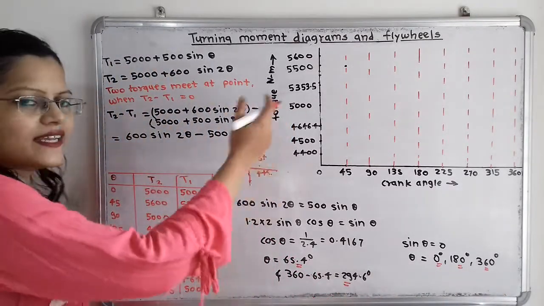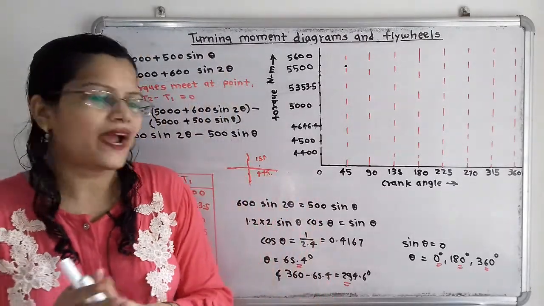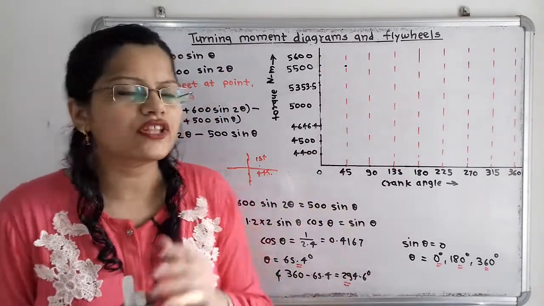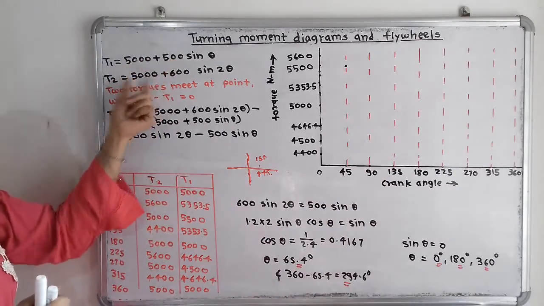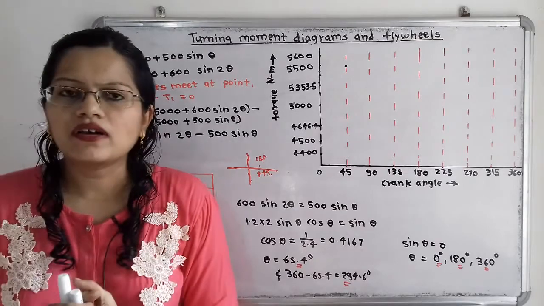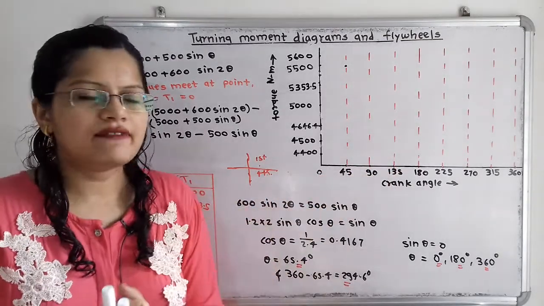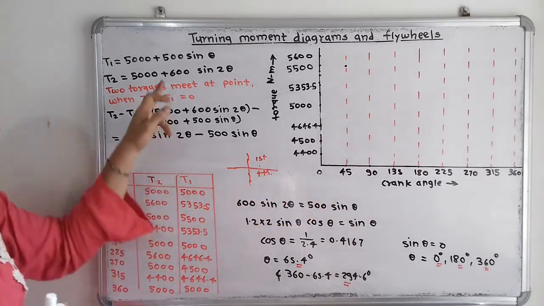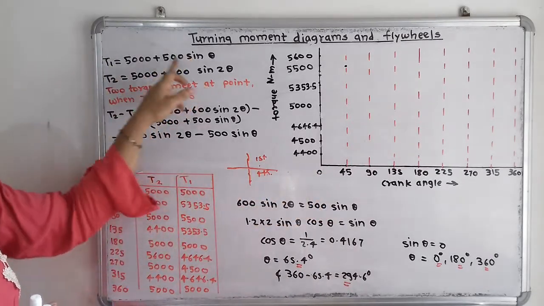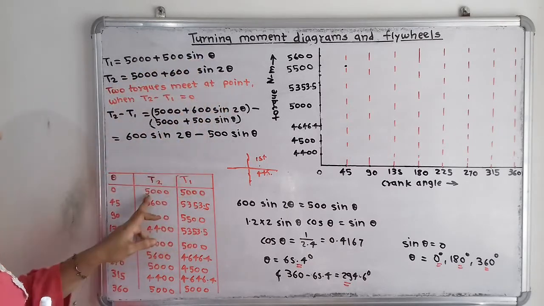Now to plot the graph, I will find out the value of T1 and T2 at different angles. For that, these two equations are important, the equation of T1 and the equation of T2. First I will take some angles and show you how to calculate. If I take 0, sin 0 is 0, so T1 becomes 5000 and T2 becomes 5000.